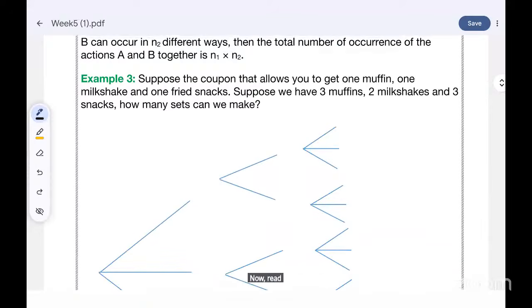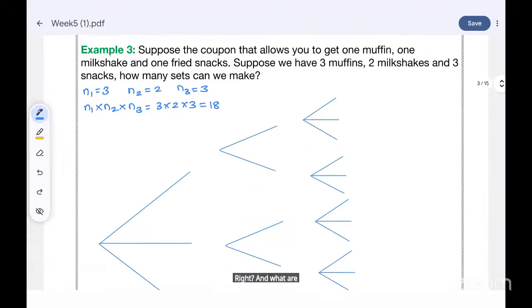Now read the question. Suppose there is a coupon that allows you to get one muffin, one milkshake, and one fried snack. Suppose we have 3 muffins, 2 milkshakes, and 3 snacks. How many sets can we make? 18, right? So in this case, what is your N1? Your N1 is 3, N2 is 2, and your N3 is 3. So your answer should be N1 into N2 into N3. So 3 into 2 into 3, so 6 into 3, 18. Right?